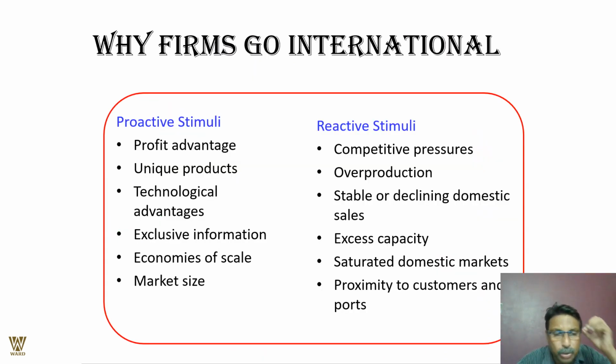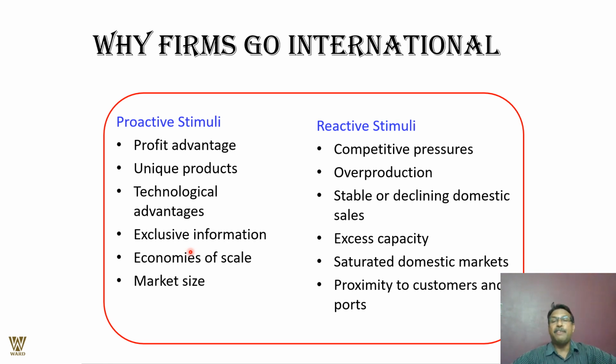So the question is, why does a firm go international? Because it provides stimuli and advantages: unique product, technological advantages. If you are a developing country and a developed country's product comes to your market, they bring in technology, they make things easier. The way of your lifestyle changes and the living standard improves. Exclusive information, economies of scale, and definitely the market size is what we are looking into. Then comes reactive stimuli. This was proactive stimuli, and now reactive.